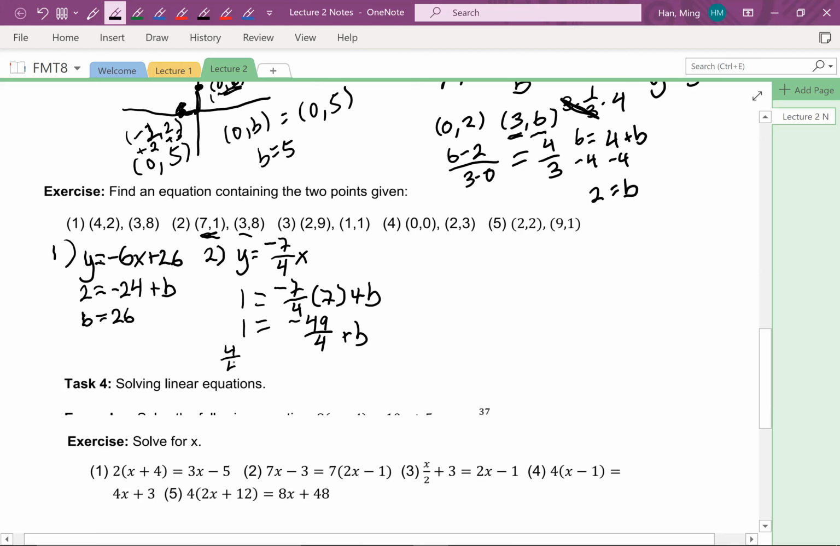If we want to add it over here, it would be easier to convert 1 into 4 over 4, which is the fraction. So 4 over 4 plus 49 over 4. We add 49 over 4 to both sides, and that would give us what b is. Adding this, 4 plus 49 is equal to 53. So we have 53 over 4 is equal to b. But you were really close. And this one was a difficult one since it was a lot of fractions. So nice job.